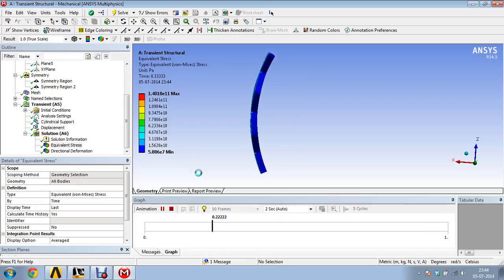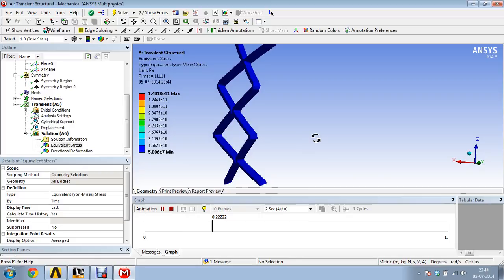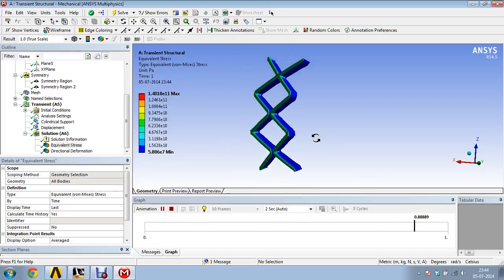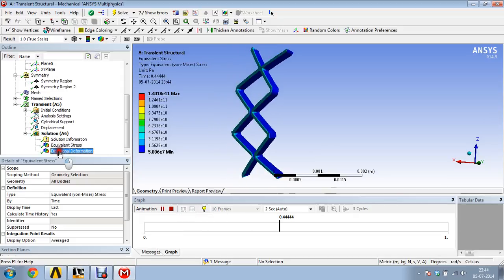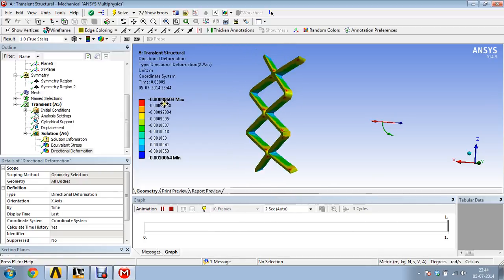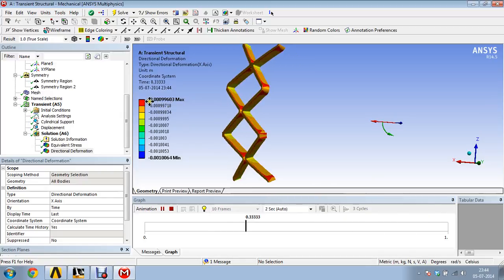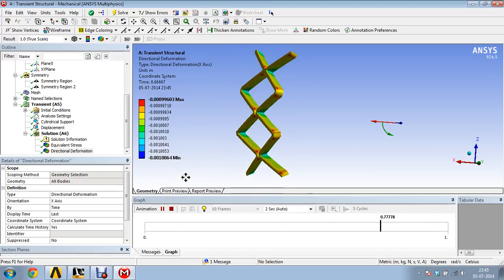So you can very much clearly see how it is compressing, and due to the axisymmetric boundary condition, it is compressing like this. Okay, so it is very much clear how it is compressing. You can see the directional deformations also. The directional deformations are around 1 mm because we have given 1 mm, so there would be around 1 mm deformation, and this is minimum. Okay.